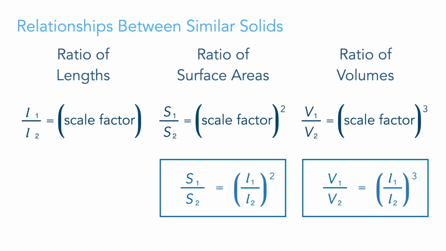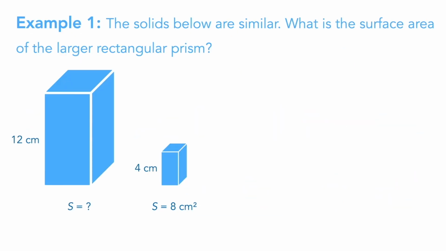Let's put this information into practice. In our first example, we're given two similar solids, and we want to find the surface area of the larger rectangular prism. Let's call the prism on the left figure 1 and the prism on the right figure 2. By the way, it doesn't matter which ones we call figure 1 and figure 2, as long as we're consistent. In this problem, figure 1 has a side length of 12 centimeters, and we need to find its surface area. Figure 2 has a side length of 4 centimeters and a surface area of 8 square centimeters.